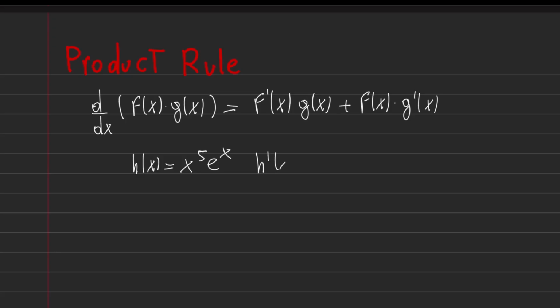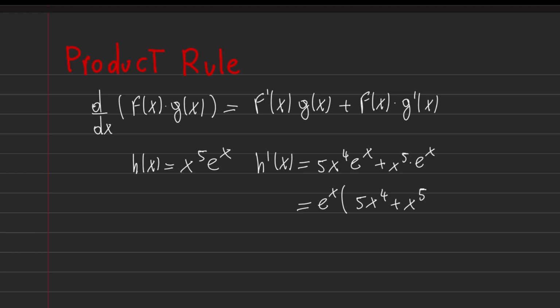So, to compute h prime, what do we have to do? We have to take first the derivative of the first function, which is x to the power 5, and its derivative is 5x to the power 4, times the second function, which is e to the x, plus the first function, x to the power 5, times the derivative of the second function, which is just going to be e to the x in this case. In this situation, we can simplify the expression a little bit, and we can factor e to the x between both terms, and we get e to the x times 5x to the power 4 plus x to the power 5.